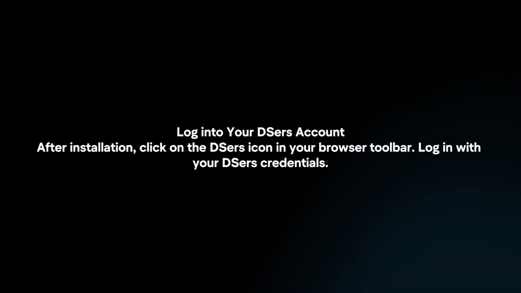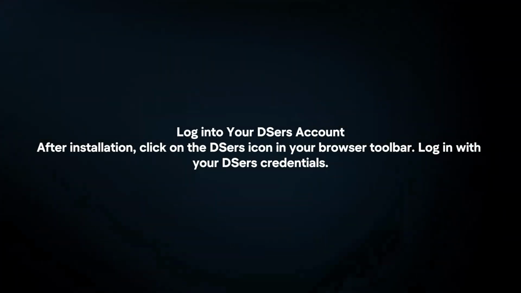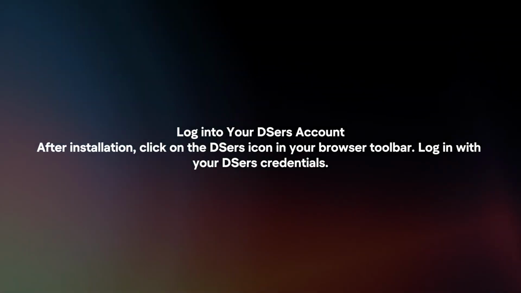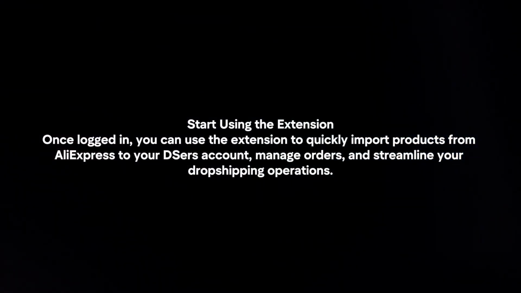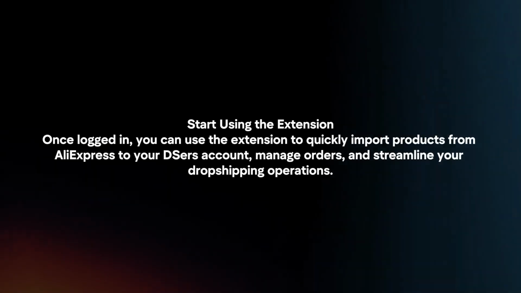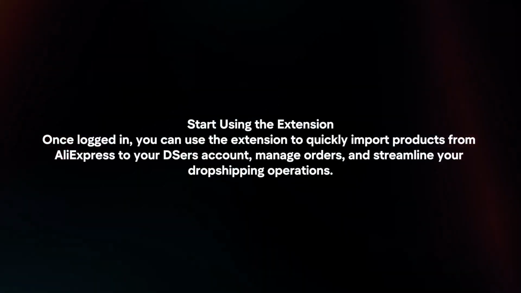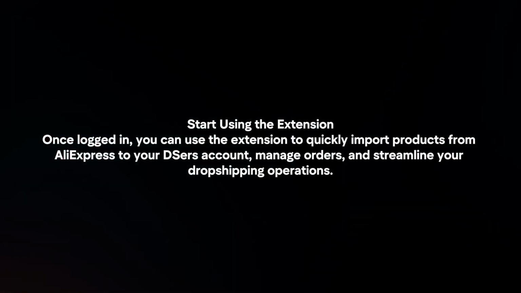Log into your DSers account. After installation, click on the DSers icon in your browser toolbar. Log in with your DSers credentials. Start using the extension. Once logged in, you can use the extension to quickly import products from AliExpress to your DSers account, manage orders, and streamline your dropshipping operations.